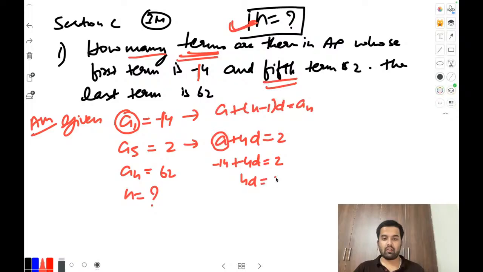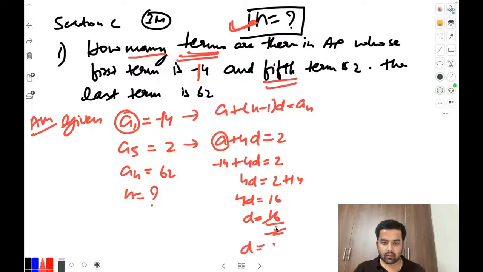So 4d is equal to 2 plus 14. Okay, 4d equal to 16, and the d value becomes what? 16 divided by 4. Answer it. Wait, 4 will come down. Yeah, 4 times. Yeah, d value is 4. Okay, so we got d also. How to figure out n now?